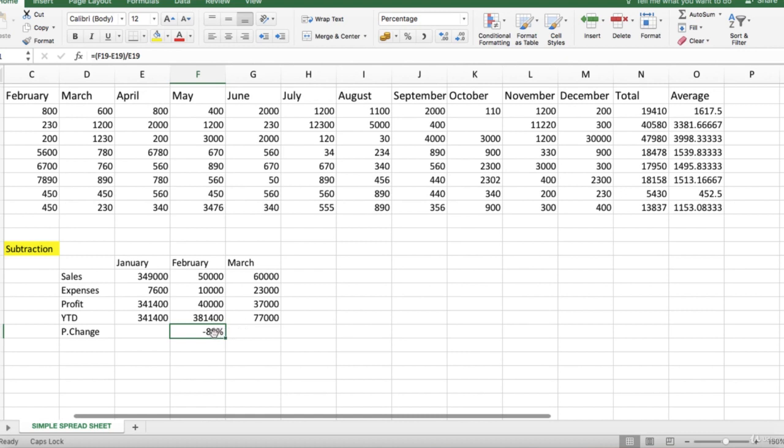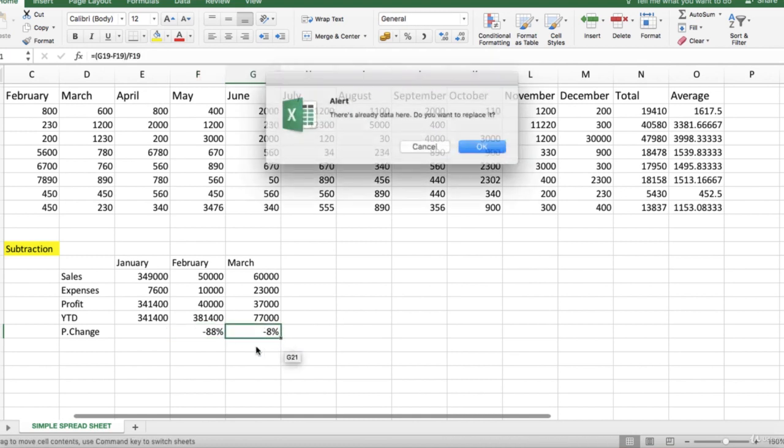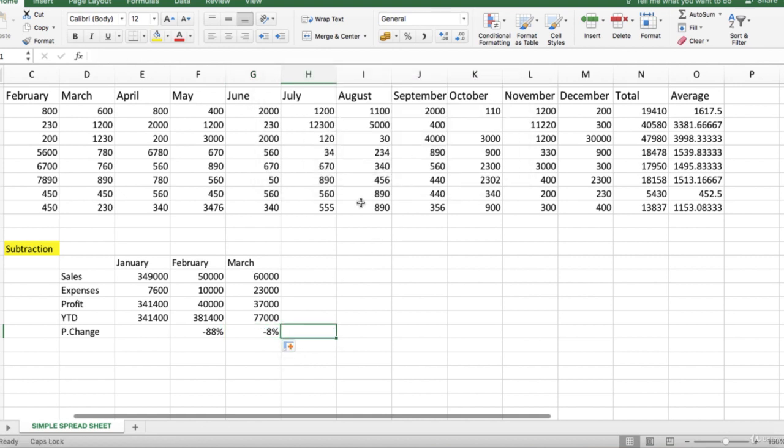If you want to know the percentage change in March, just go to the bottom right corner. After the small plus shows, just drag it here, and then you can see the percentage changes. Very sorry for my low pace for this lecture. So let's go to the next lecture.